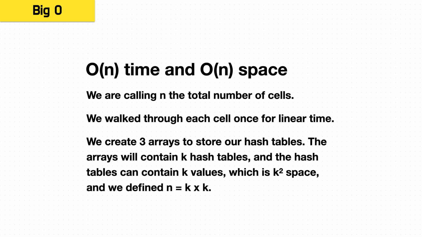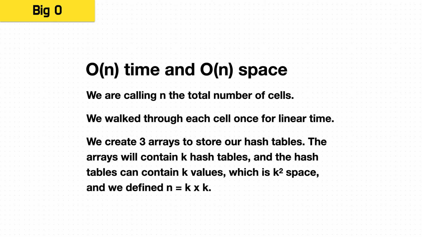So this is going to take O of n time and O of n space. We must iterate through all n cells for linear time, and for the space, we're creating 3 arrays, or really 2 arrays and 1 matrix, and we're storing k hash tables in each of these. Each hash table can contain k values, which is k squared space, or 3 times k squared space, but then we drop the constant, and k squared is n.